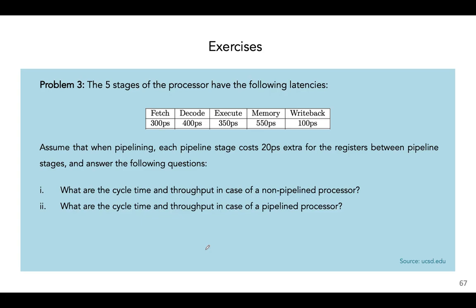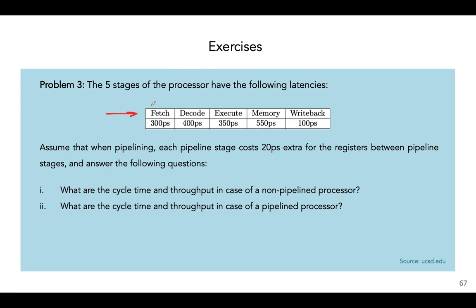Moving on, problem 3. The 5 stages of a processor have the following latencies. Suppose we have a hypothetical processor and it has these 5 stages: fetch, decode, execute, memory, and write back. Now latencies is basically another word for delays, right? Assume that when pipelining is used, each pipeline stage costs 20 ps extra for the registers between pipeline stages. Now you remember, for every segment of the pipeline there are registers. Registers have their own delay, so there's a certain amount of delay that every register has when data goes in and data comes out.